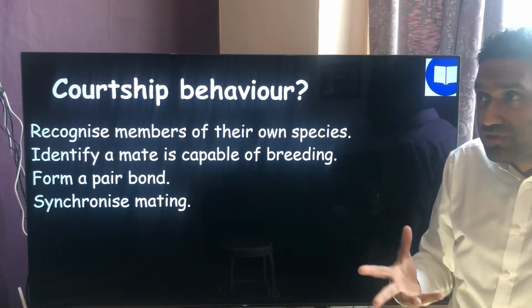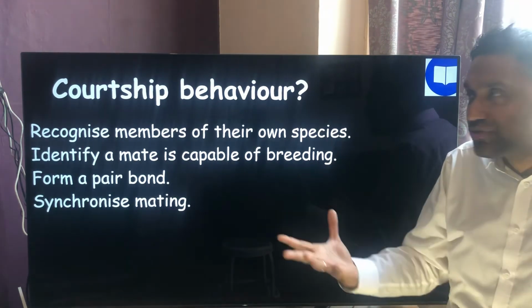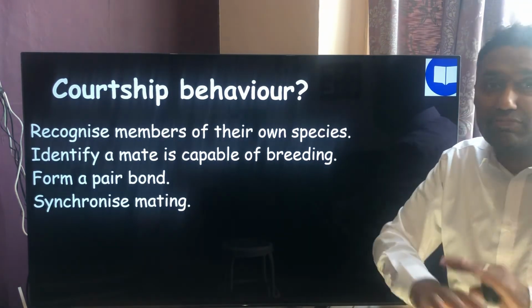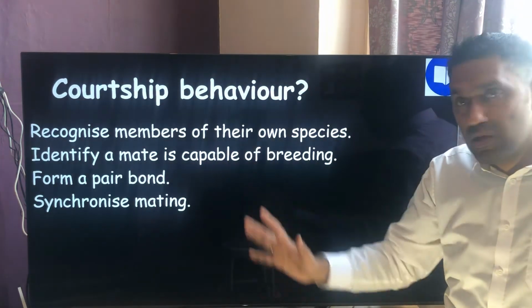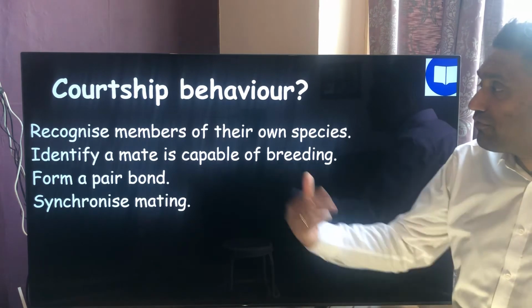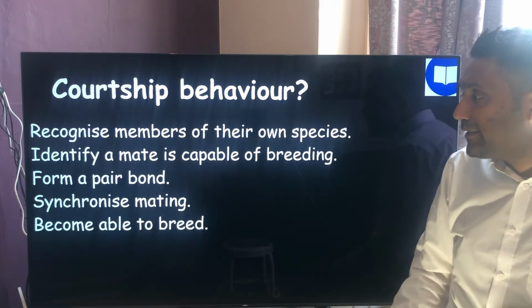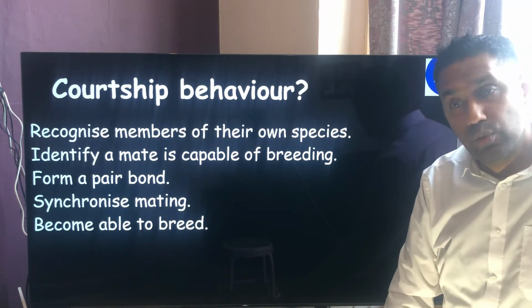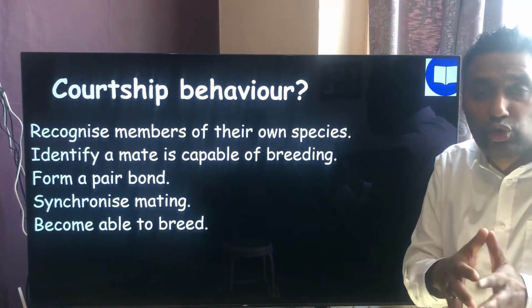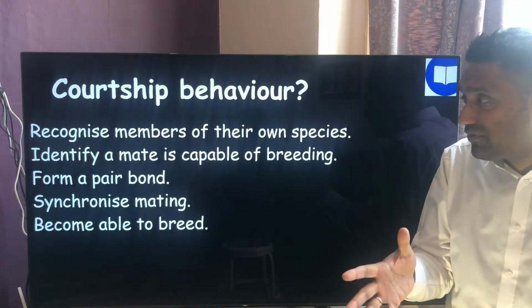Dancing, you'll see birds, humans even, dancing away because they're trying to attract the opposite sex. The peacock will show its feathers and fan them out, and might do a funny little dance because they're trying to form a pair bond so they can synchronise mating and then become able to breed. They need to make sure that their anatomies are compatible, like the penis can fit the vagina.